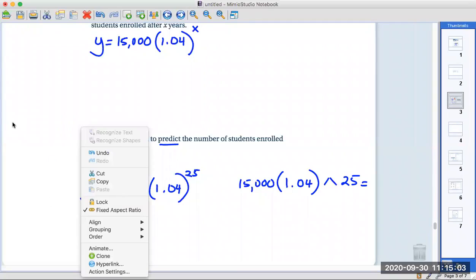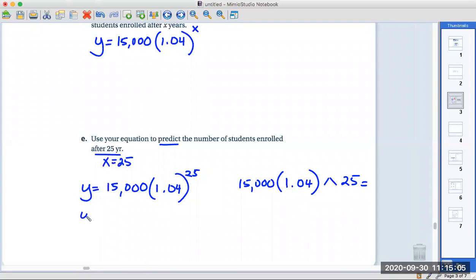So you have 30, and then you have to round because there's number of students. You can't have part of a student. So since I'm rounding, I'm changing this to about 39,988 students after 25 years of growing. Now, the only thing is the growth rate has to stay the same. So if they grow every year 4%, then that number is correct. But if their growth rate changes, then the whole model changes.